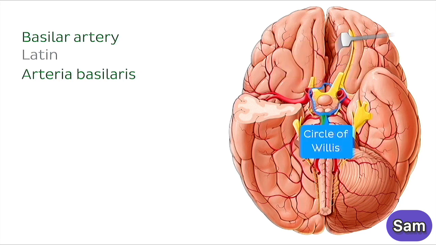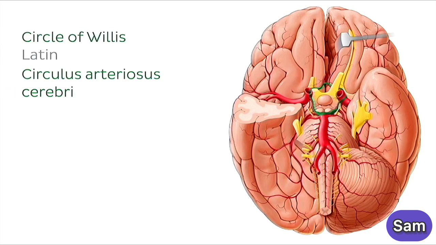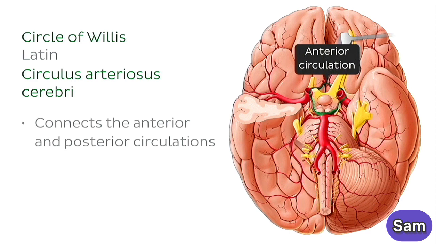We can see then that this hexagonal arterial network, called the circle of Willis, connects the dual supply of the brain, the anterior circulation that you can see highlighted here, and the posterior circulation, highlighted in blue.